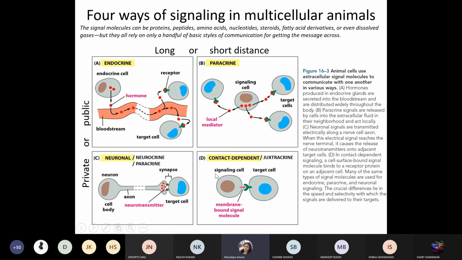Contact dependent or juxtacrine is another manner. What is it? In contact dependent signaling, a cell surface bound signaling molecule binds to the receptor protein on the adjacent cell. Here the coupling of two cells is done through receptor and ligand mediation. So it needs contact to get activated, and it is called contact dependent transmission of cell signaling molecules.